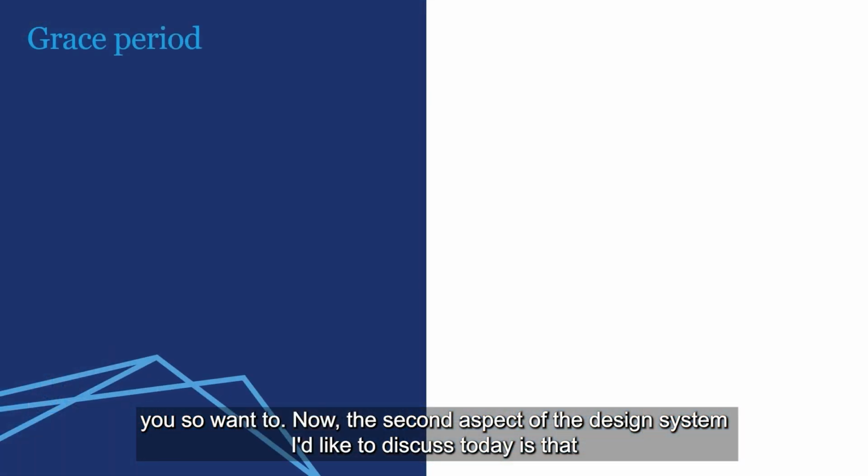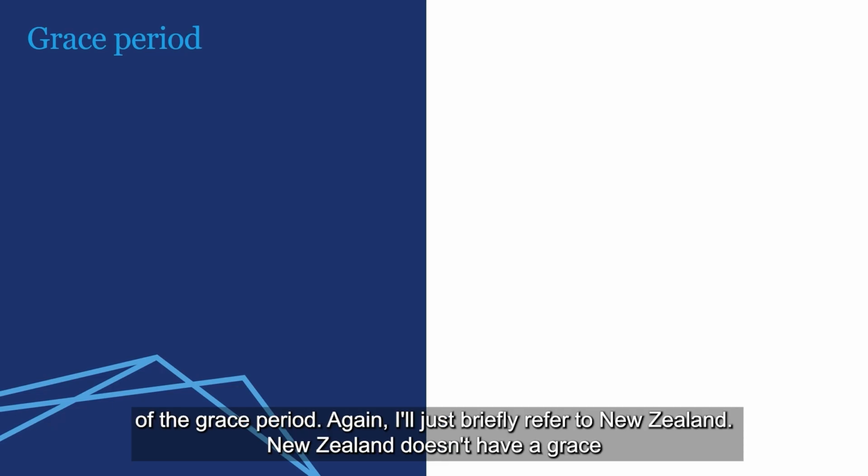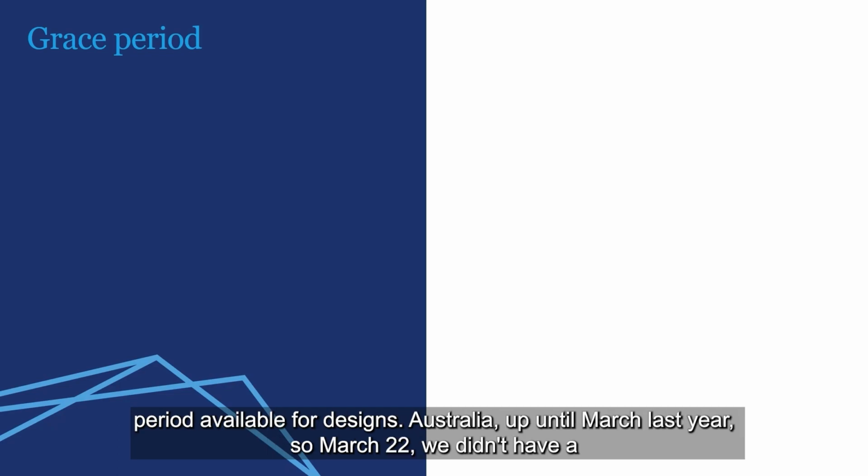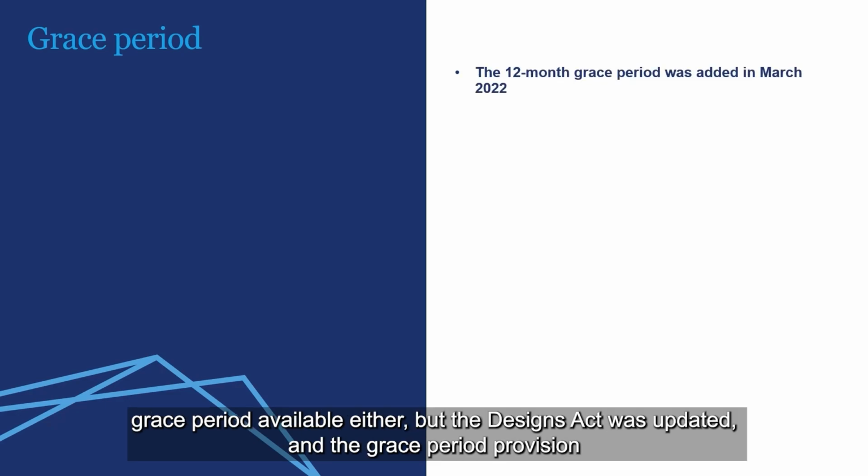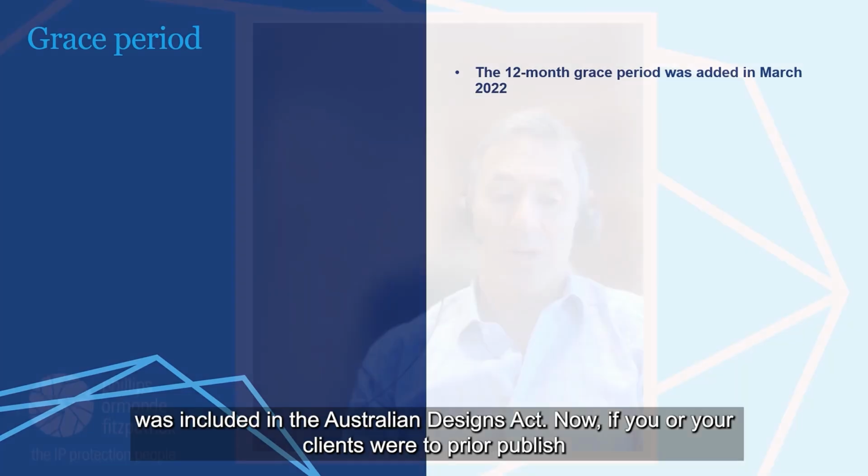Now, the second aspect of the design system I'd like to discuss today is that of the grace period. Again, I'll just briefly refer to New Zealand. New Zealand doesn't have a grace period available for designs. Australia, up until March last year, so March 22, we didn't have a grace period available either. But the Designs Act was updated and the grace period provision was included in the Australian Designs Act.